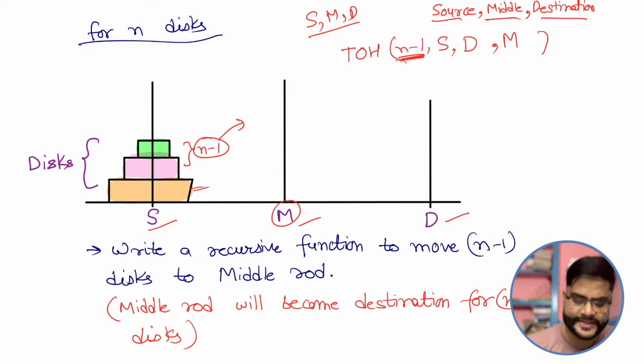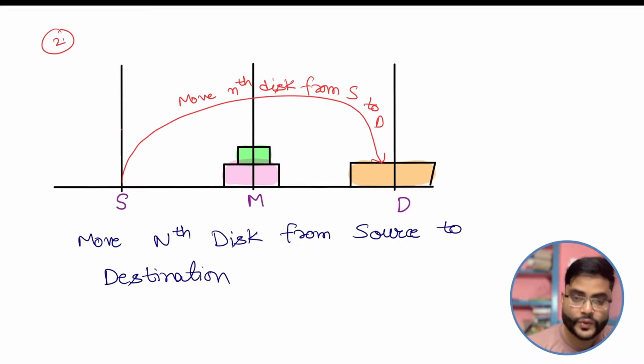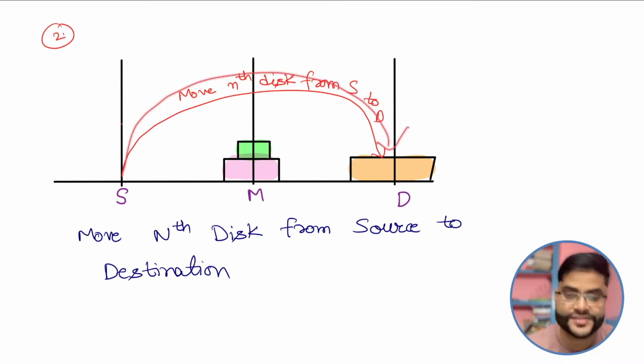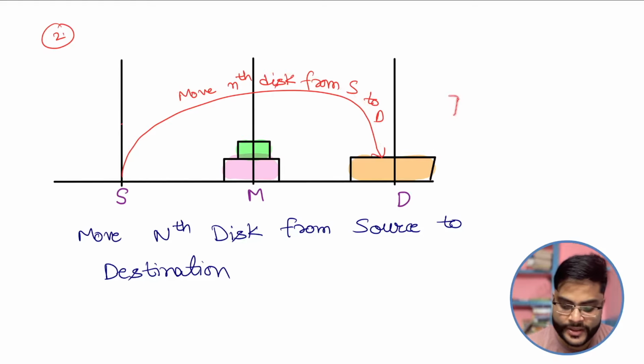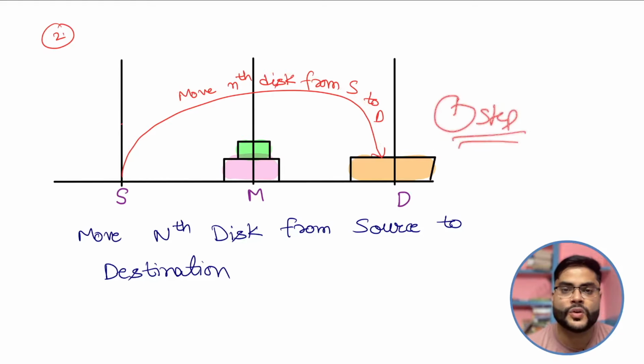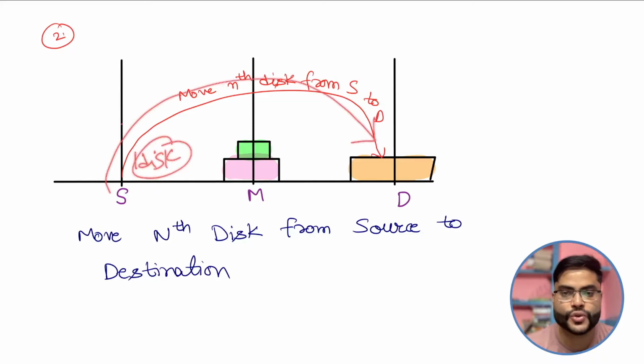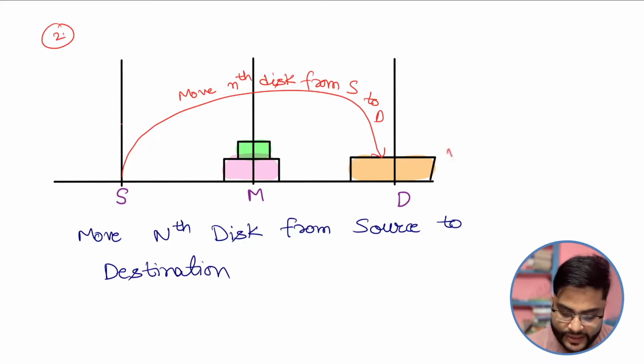Now, what is my second step? In my second step, I want to move my disk from source to destination. That I can do in a single step. For that I don't need to call my recursive function, right? If there is only one disk in my source rod, I can simply move it from source to destination. That is our ultimate goal: I want to move my heaviest disk to the destination first.